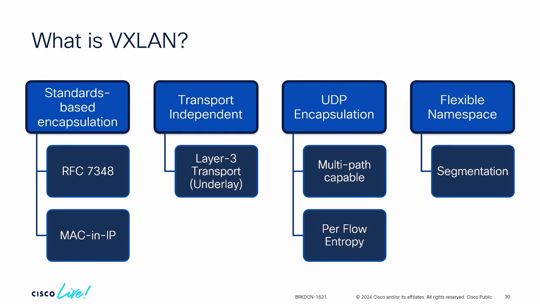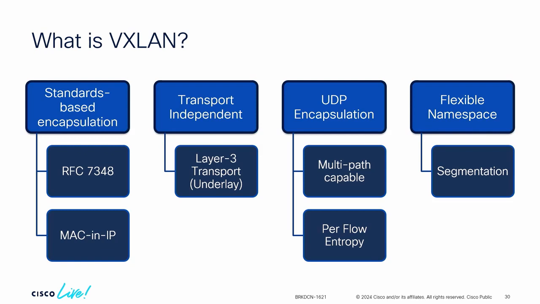Not only that, it gives you that flexible namespace for segmentation. If you think about what we had before, what was before VXLAN? VLANs. VLANs was a 12-bit identifier that gives me 4,096 VLANs I could support on my switch. Now with VXLAN, I'm using 24 bits, so I have a flexible namespace, and that gives me 16 million segments that I can support now with the VXLAN encapsulation.